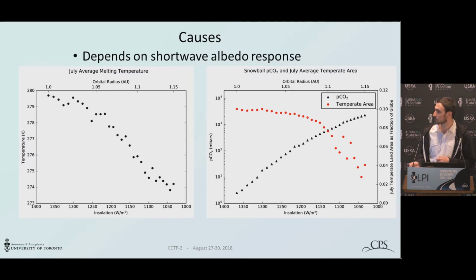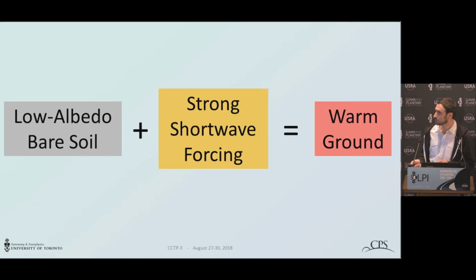As you go to lower insolation, you have more forcing from CO2. CO2 gets more important. Insolation's going down, so shortwave is getting less important. And the amount of temperate land area is also going down. So as you're losing that shortwave forcing, you're also losing the temperate areas. And then if we look at the temperatures of those temperate areas, we find that not only are they getting smaller, they're also getting colder.